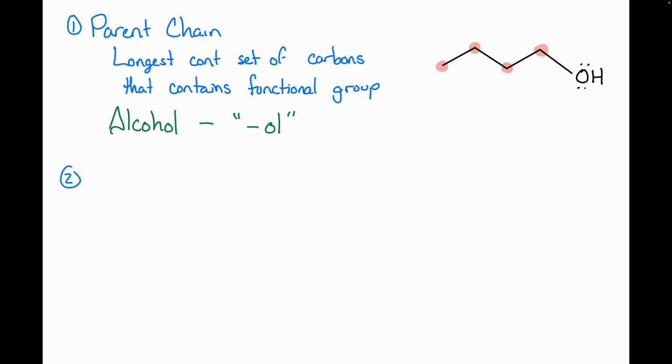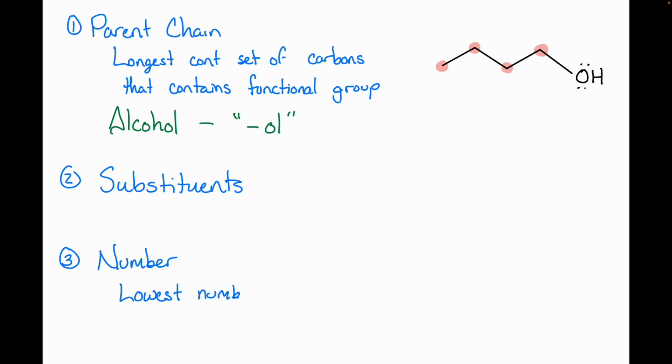All right, step 2, we're going to find and name any substituents. We don't have anything to add to this here. Everything's the same. Now we got to number our parent chain. Just like before, we want our lowest numbers in our name possible. So we number our parent chain so we have the lowest numbers in our final name.